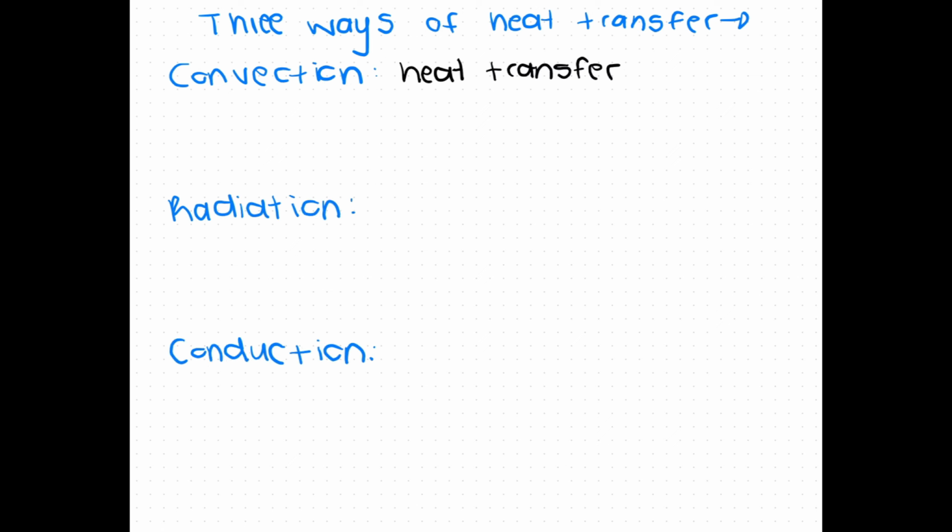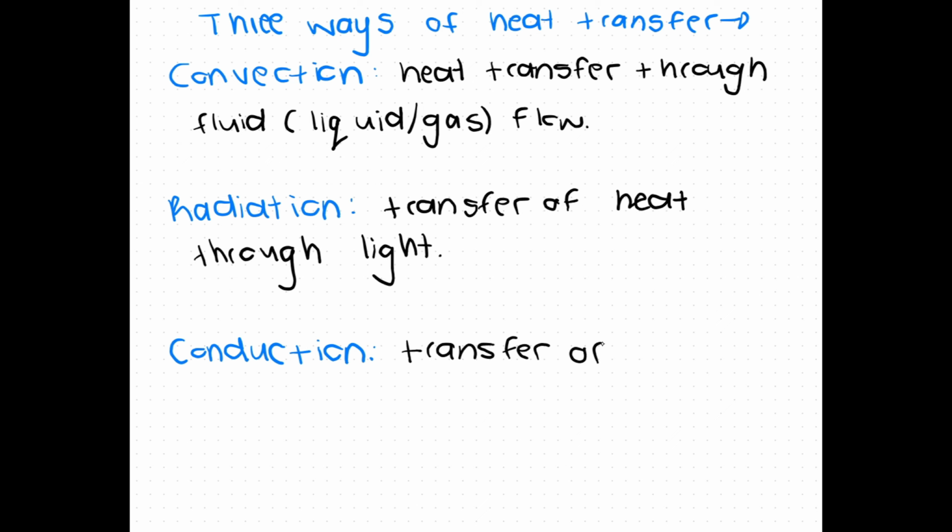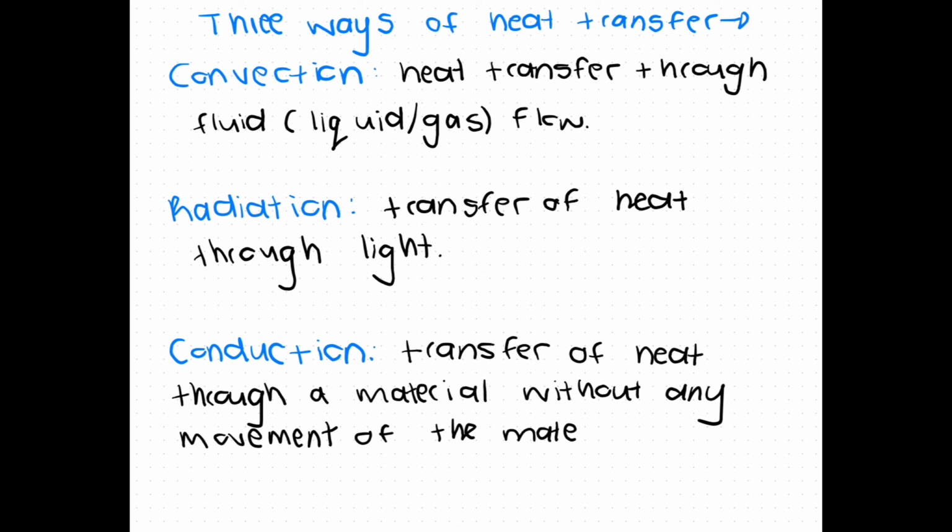Convection is when heat is transferred through fluid flow. Radiation is the transfer of heat through light. And lastly, conduction. Conduction is the transfer of heat through a material without any movement of the material itself. Heat flows from hotter to cooler areas by transferring energy between particles, especially in solids where particles are tightly packed.